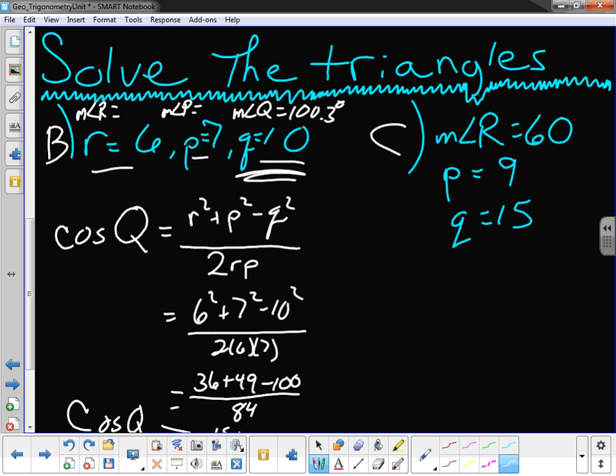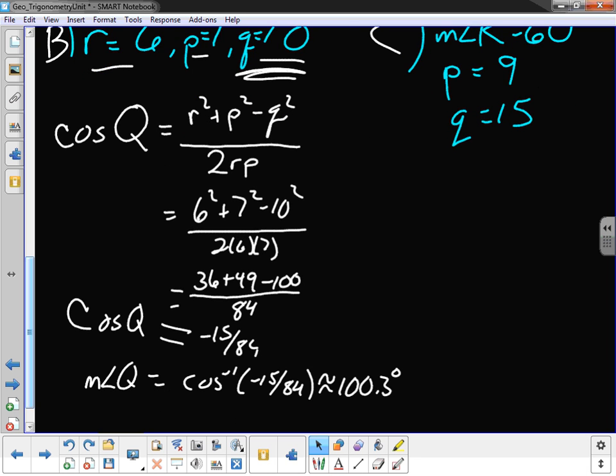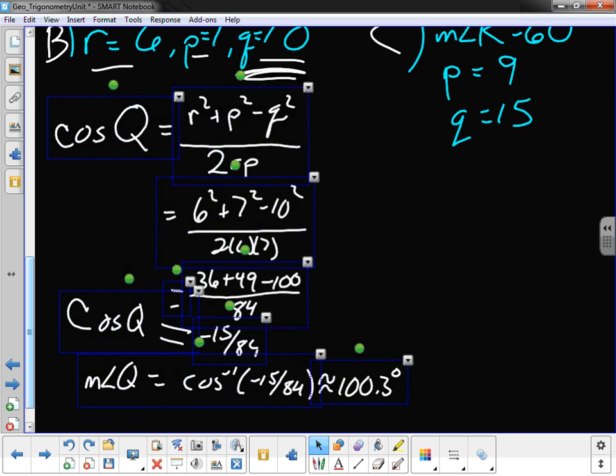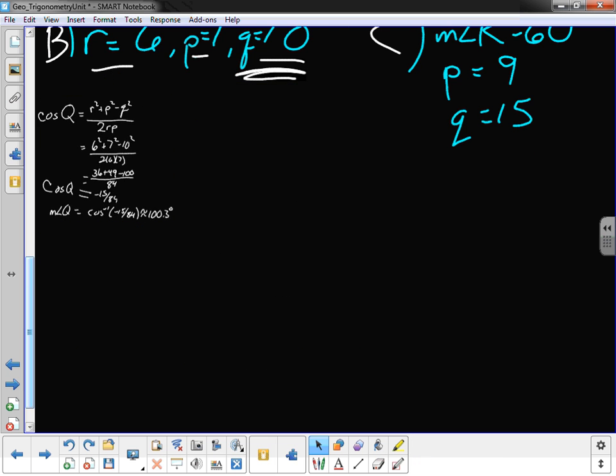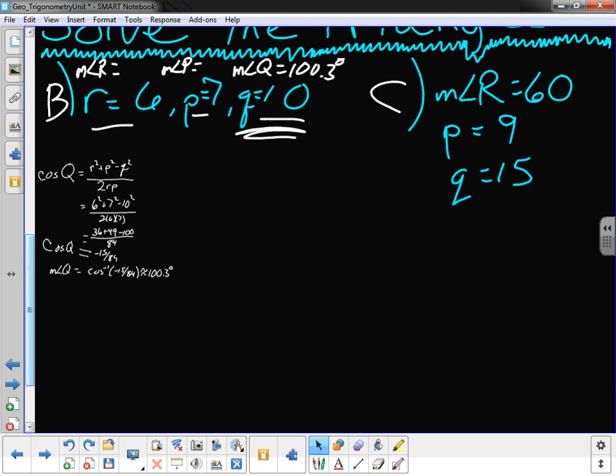So now I'm at a point where I could use the law of sines to find my next angle. Or, since I have all three sides, no rounded numbers, I would say use the law of cosines again. So here I went through all that work to find angle Q. I could repeat that process and do it for one of the other angles. So, like I say, I would like to find the biggest one first. So P would be my next angle.